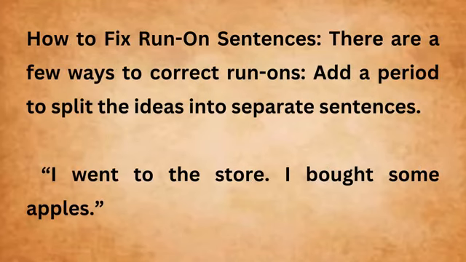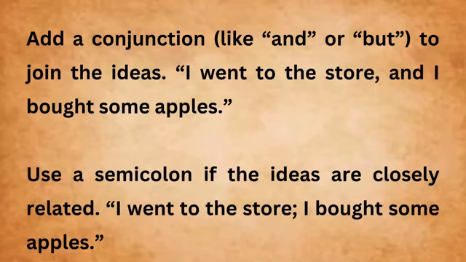How to fix run-on sentences. There are a few ways to correct run-ons. Add a period to split the ideas into separate sentences: I went to the store. I bought some apples. Add a conjunction, like and or but, to join the ideas: I went to the store and I bought some apples. Use a semicolon if the ideas are closely related: I went to the store; I bought some apples.